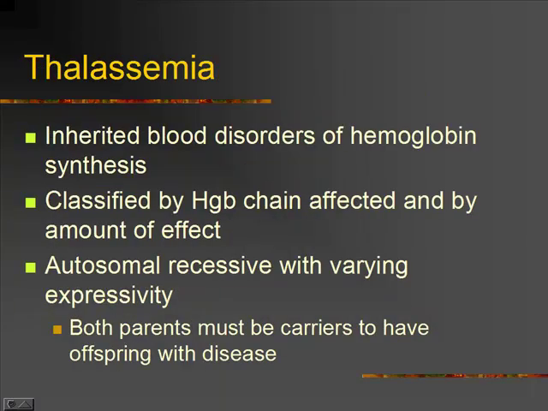Now we're changing diseases to thalassemia. This is also an inherited blood disorder, but this is a problem with hemoglobin synthesis, so making hemoglobin. It's classified by what chain of hemoglobin is affected and by the amount of the effect. This is an autosomal recessive, but there's varying degrees of expressivity. So both parents must be carriers to have a child with this.